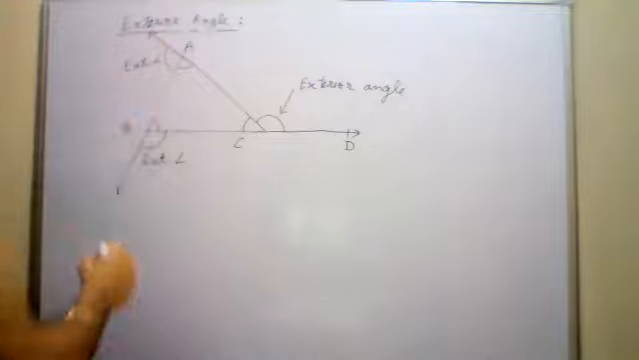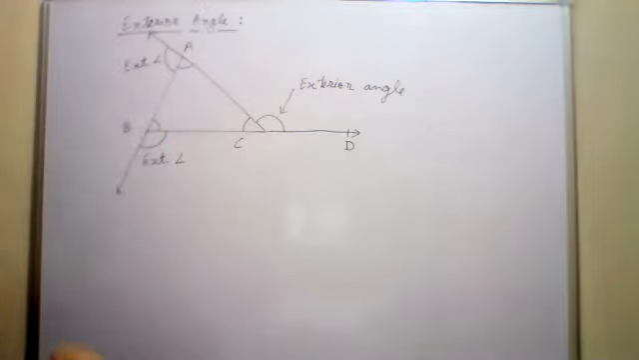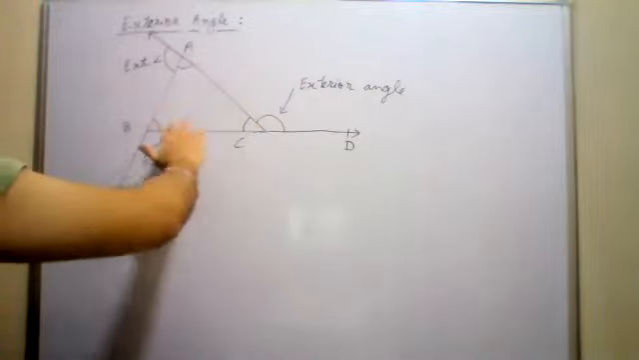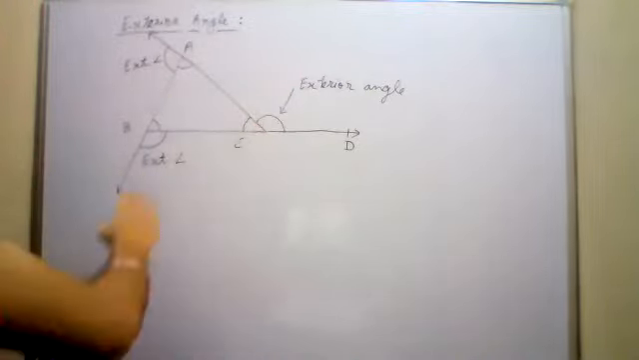So third exterior angle is this. So in a triangle, there are three exterior angles, 1, 2, and 3. Exterior angle is formed only when one side, any one side of the triangle is produced, then only the exterior angle is formed. So these are exterior angles.